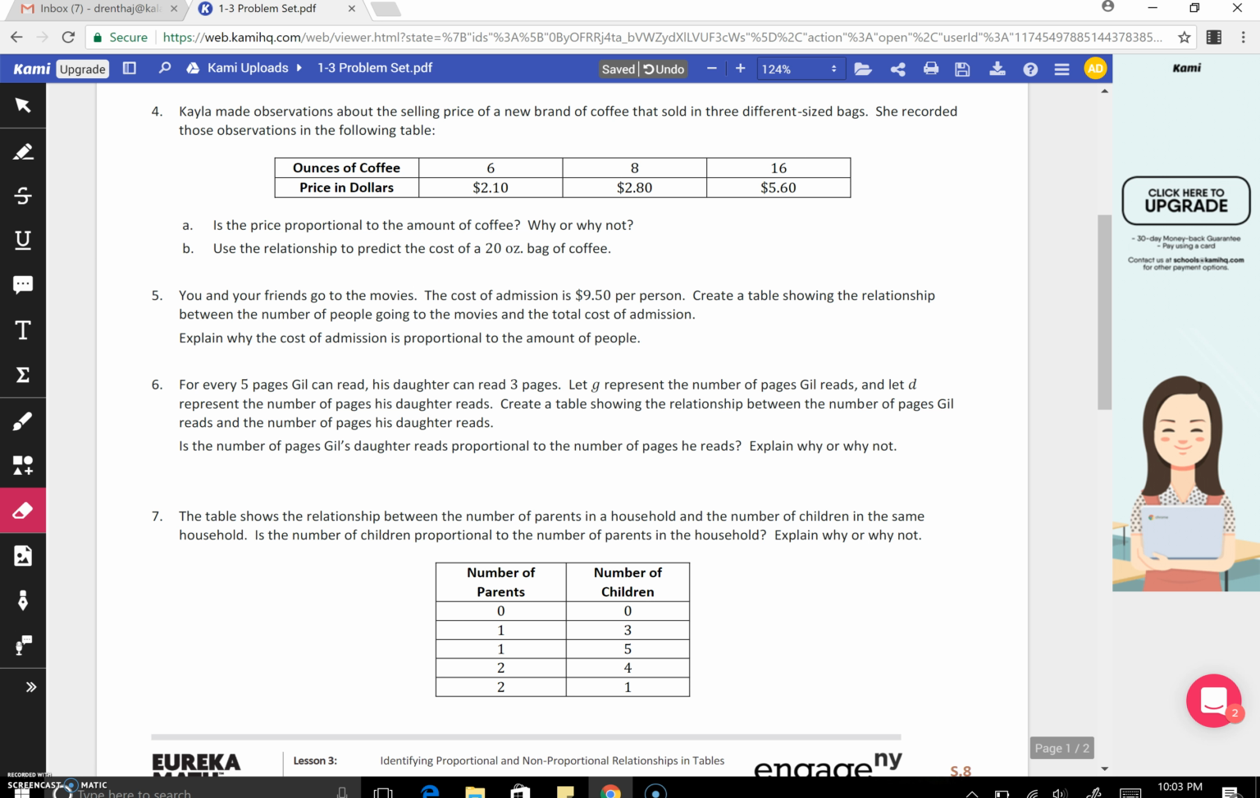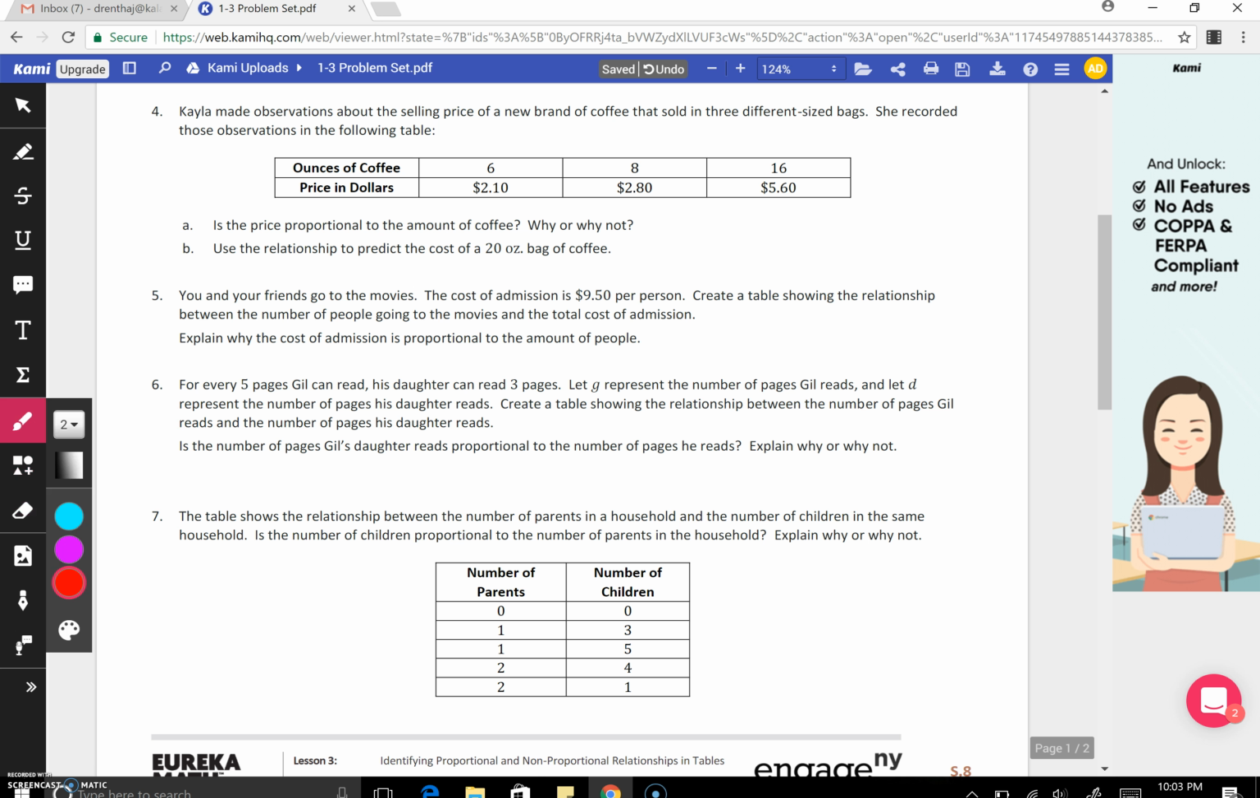Part B says use the relationship to predict the cost for a 20-ounce bag. Well, since we have a unit rate now, that would be very simple. We know it's 35 cents for 1 ounce. So for a 20-ounce bag, all we would do is multiply that by 20.